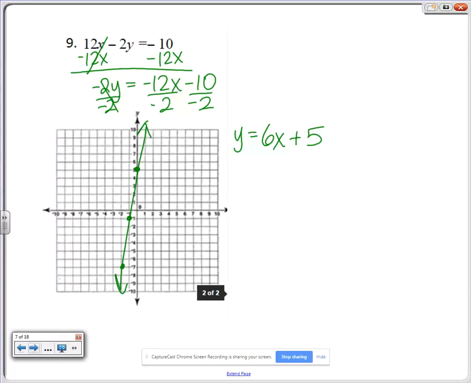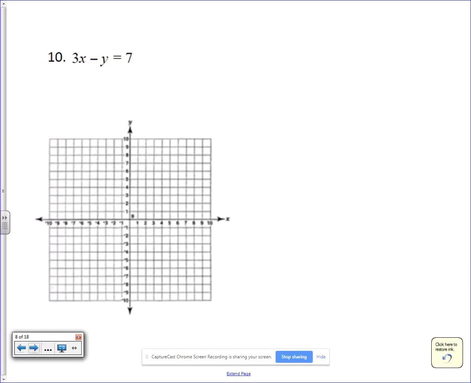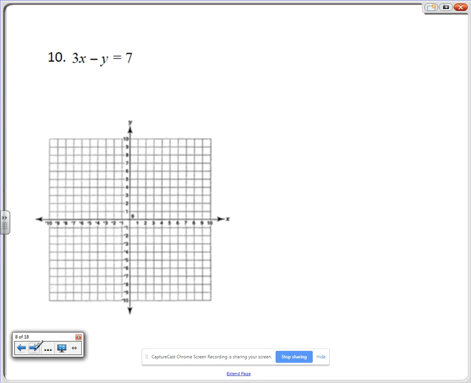Last one. Does this one have the y all by itself? No? Okay, how do I get the y by itself? Get rid of that 3x. What's the new equation going to be? Negative y equals. Don't forget that negative symbol out front there. Okay, guys, you gotta pay attention. Staring off into space is not gonna help you here.